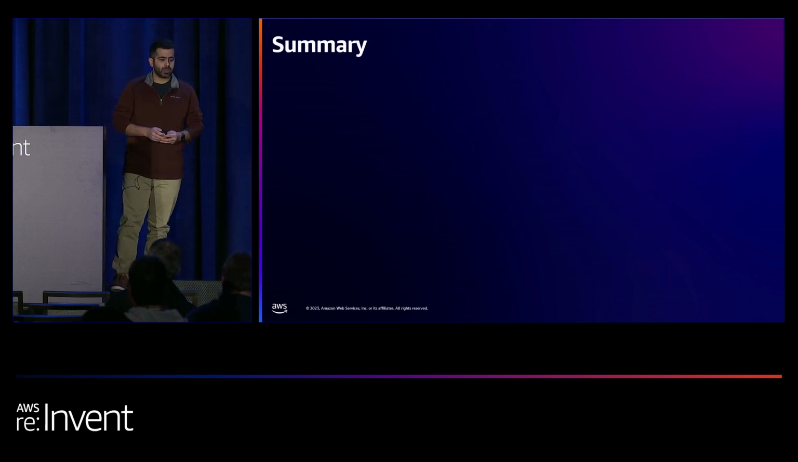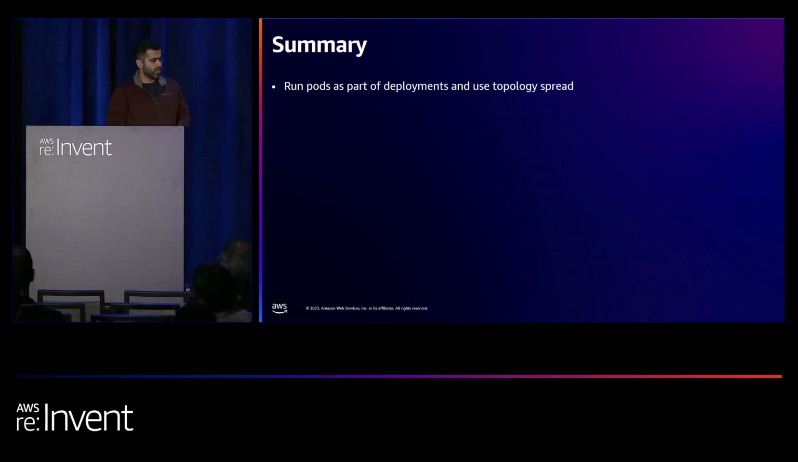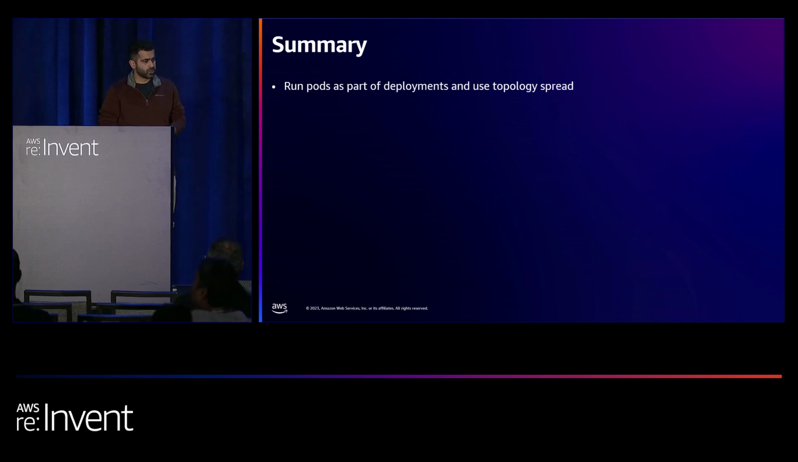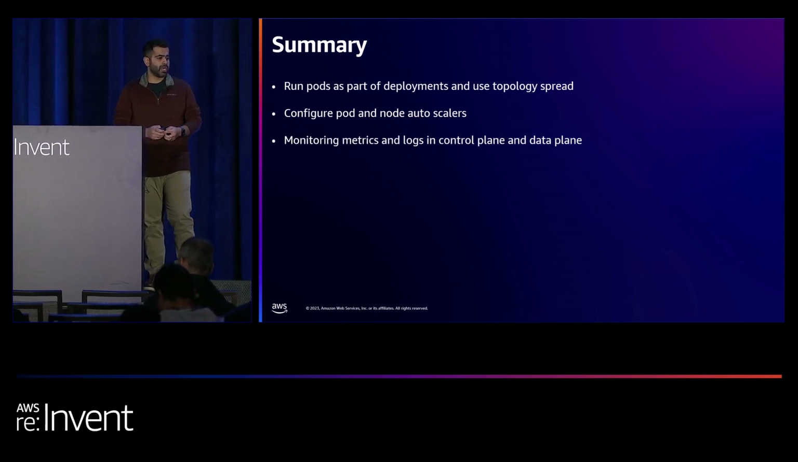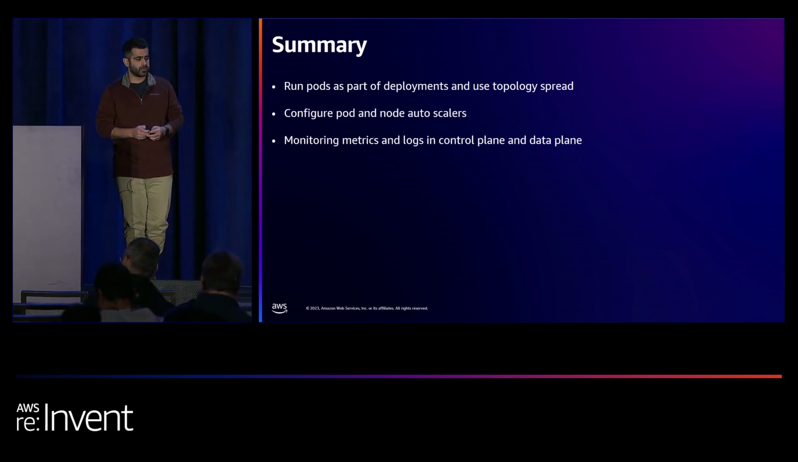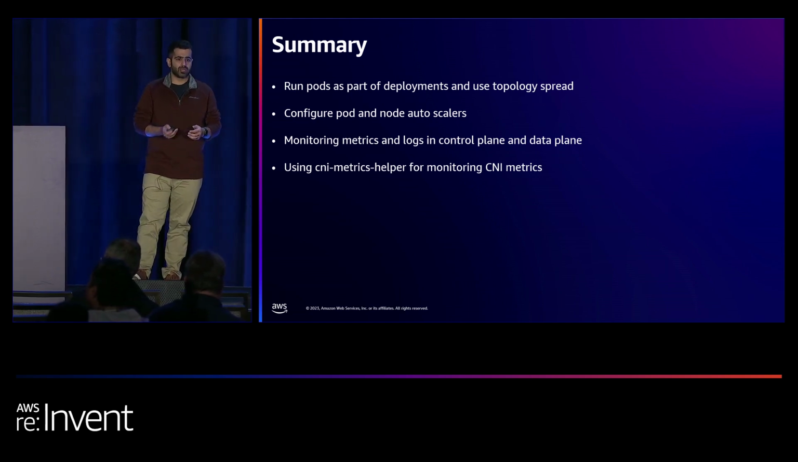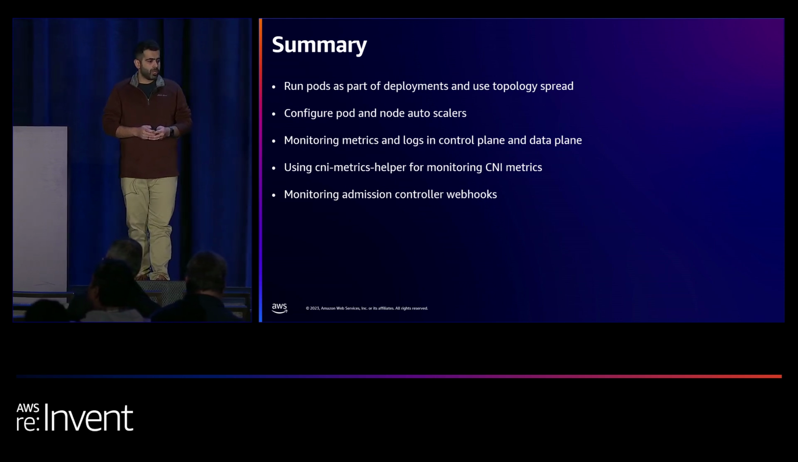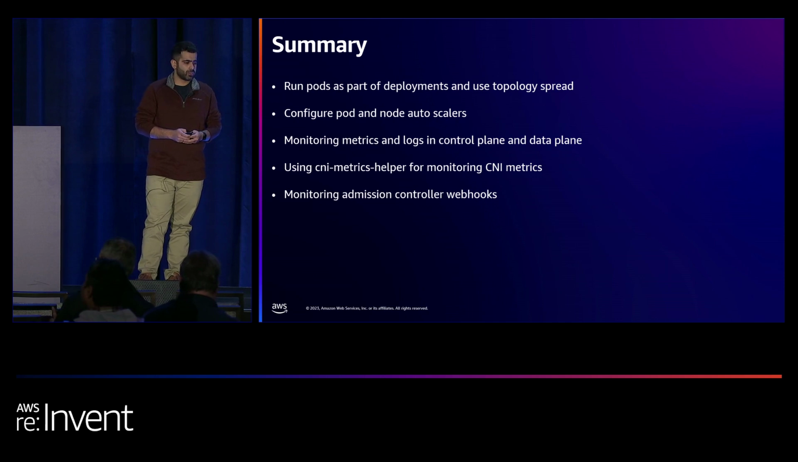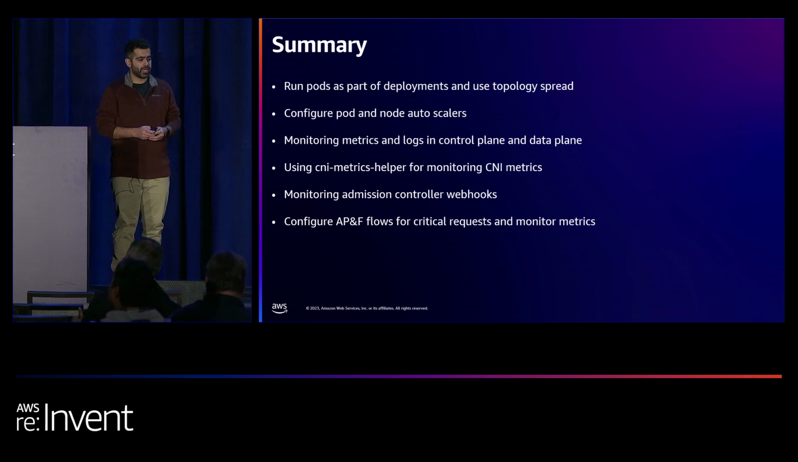Finally, I would like to summarize some of the learnings and best practices when running EKS clusters. Run pods as part of your deployments and use topology spread. Configure pod and node autoscalers. Monitor metrics and logs for your control plane and data plane. Use the CNI metrics helper for monitoring CNI metrics, or any other component that you are deploying which is critical to your application. Make sure you monitor your admission controller webhooks, configure APF flows for critical requests, and monitor APF metrics.